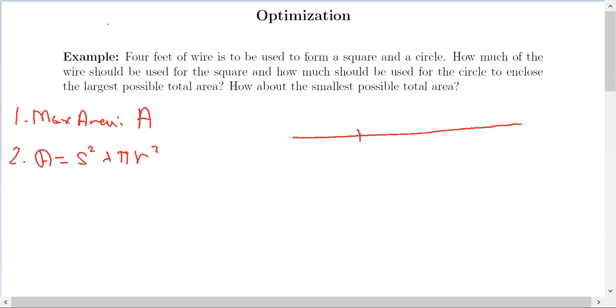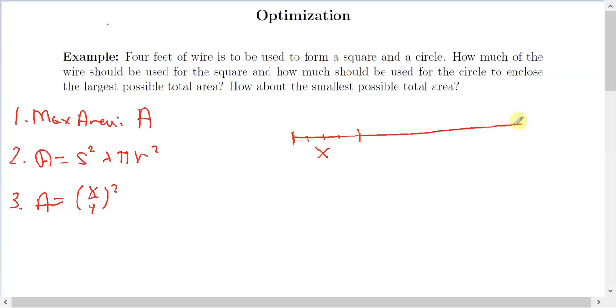And so to get this down to a single variable, I'm just going to say, suppose this has a length of x. Let's say we're using that for the square. So what I would need to do is bend this into 4 little pieces so that each side would be x over 4. So my area over here would be x over 4 squared.